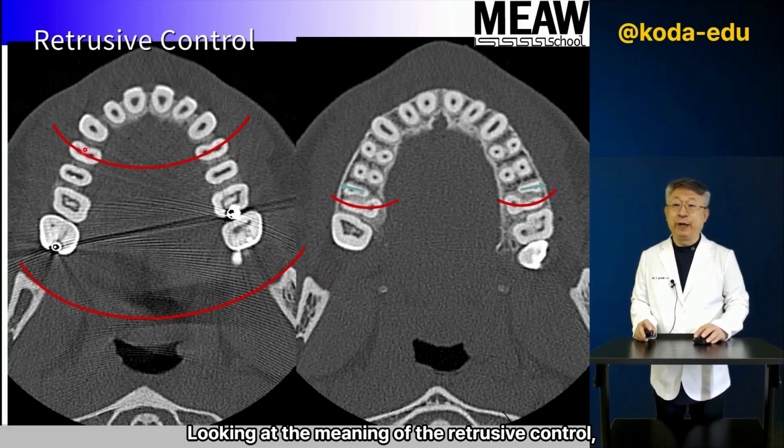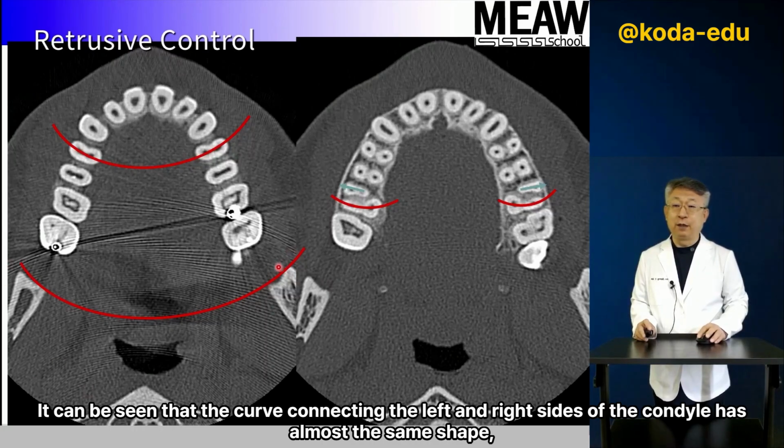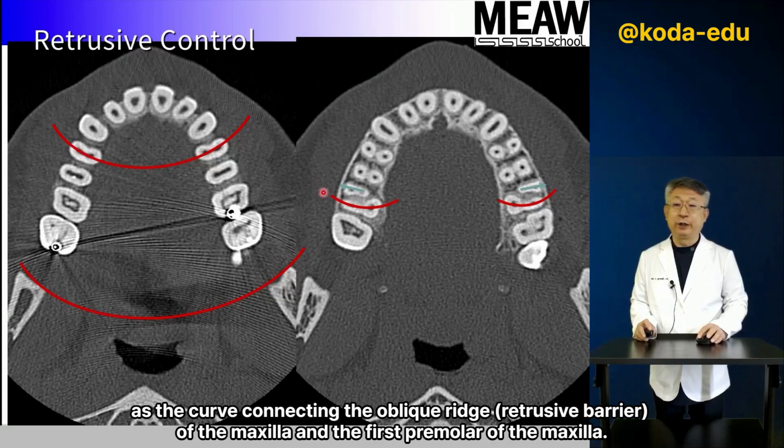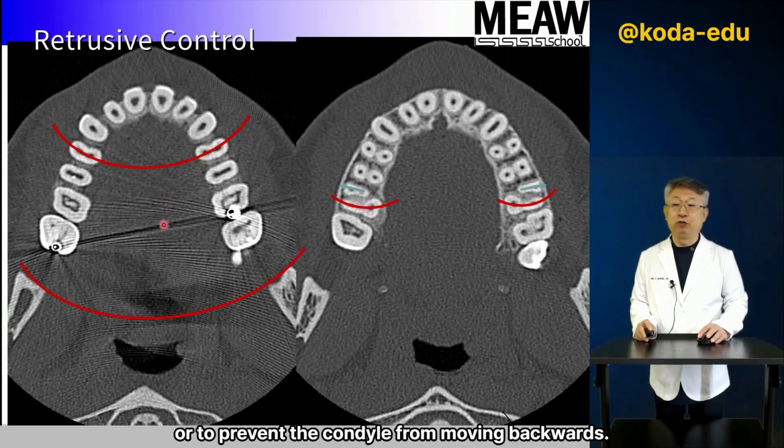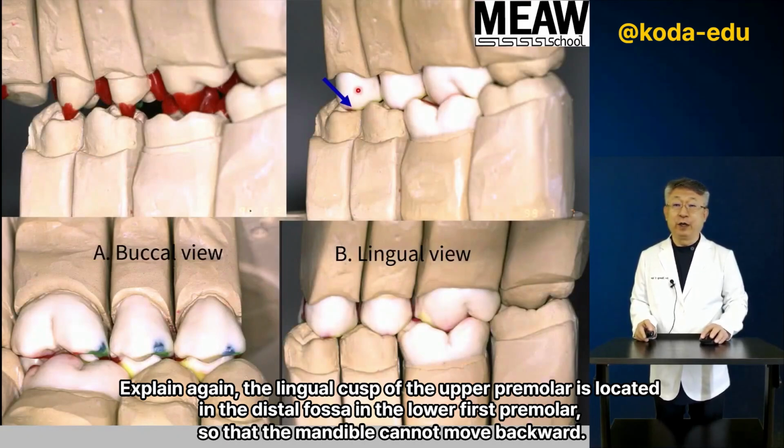Looking at the meaning of the retrusive control, it can be seen that the curve connecting the left and right sides of the condyle has almost the same shape as the curve connecting the oblique ridge retrusive barrier of the maxilla and the first premolar of the maxilla. In other words, the first premolar and upper first molar have these shapes to protect the condyle, or to prevent the condyle from moving backwards. To explain again, the lingual cusp of the upper premolar is located in the distal fossa of the lower first premolar, so that the mandible cannot move backward.